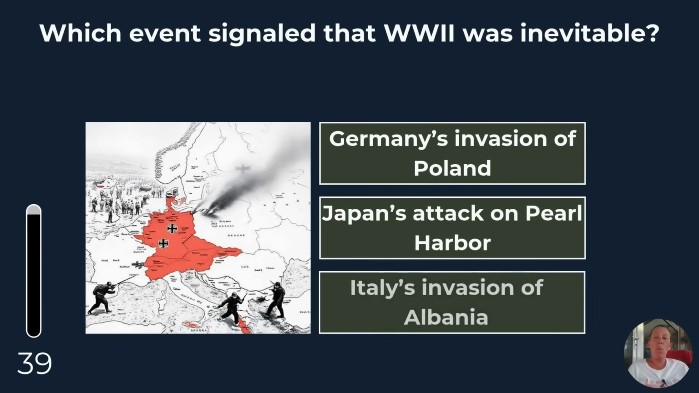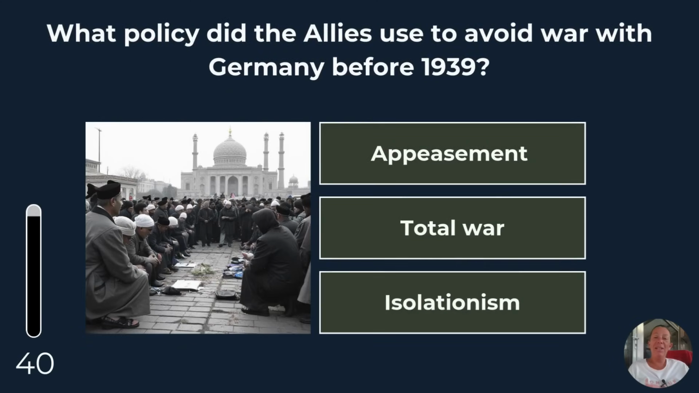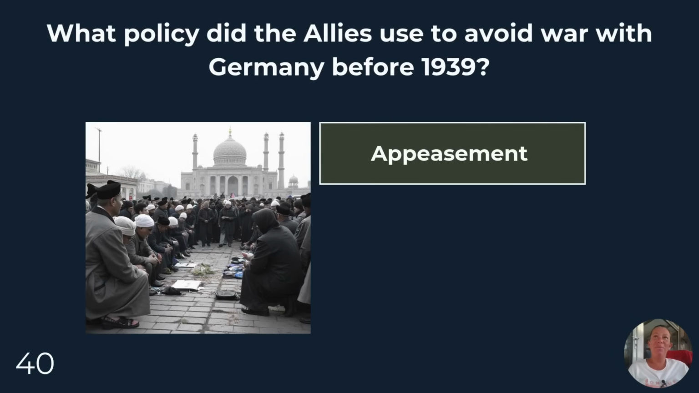Which event signalled that World War II was inevitable? Germany's invasion of Poland, Japan's attack on Pearl Harbor, or Italy's invasion of Albania? Germany's invasion of Poland. What policy did the Allies use to avoid war with Germany before 1939? Appeasement, total war, or isolationism? Appeasement.